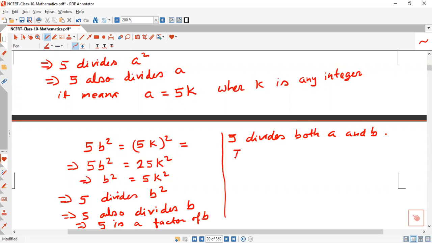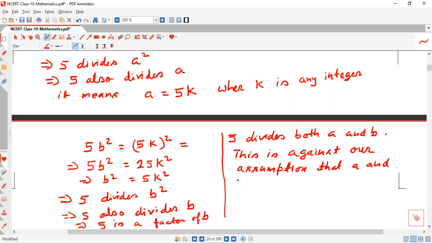This is against our assumption that a and b are co-prime. Therefore, the assumption is wrong.